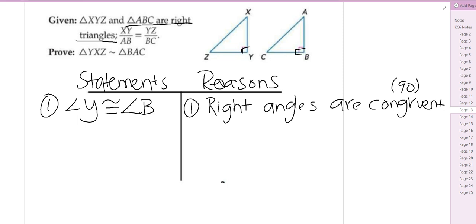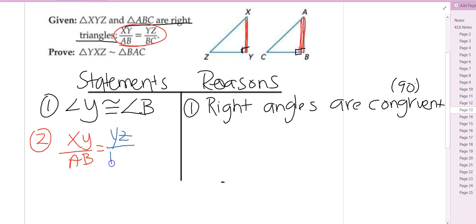Next thing is they tell us that I have this similarity statement, or this equal, comparing some of my sides. So let's look at what this says. So this is XY and AB. So XY would be this side right here. That is going to be equal to AB. All right. Then this is equal to YZ over BC. So again, I'm only looking at this statement right here. So YZ would be this side and BC would be this side. And the reason for that statement, well, that was what's given to us.